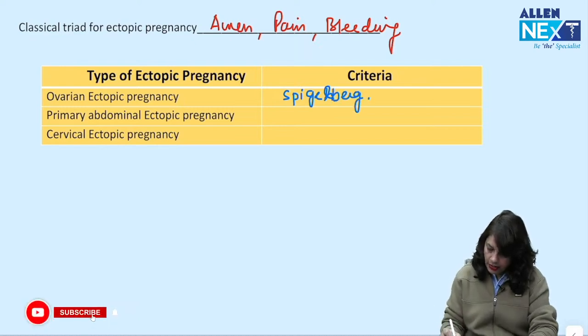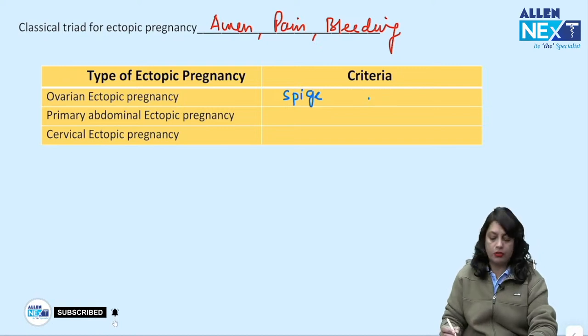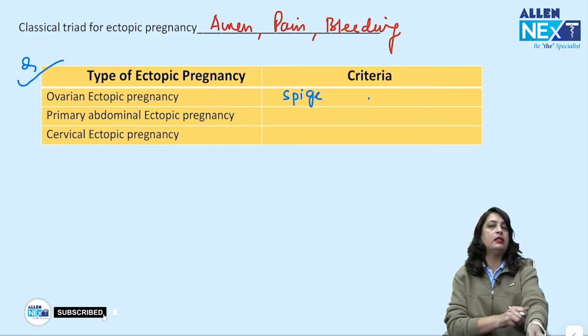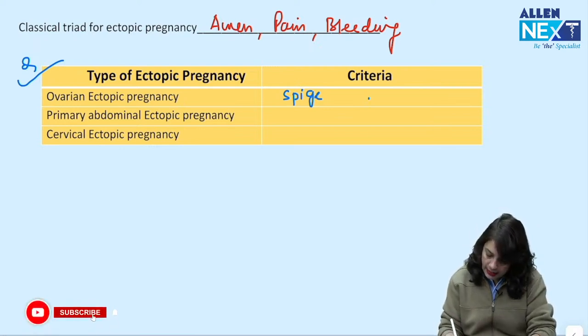So any student who is writing the NEET PG exam or INI-CET exam and attending the session, let me tell you, this session is going to be useful for them also, because these criteria are mostly asked in the PG exam. So ovarian ectopic pregnancy, the criteria is Spiegelberg.